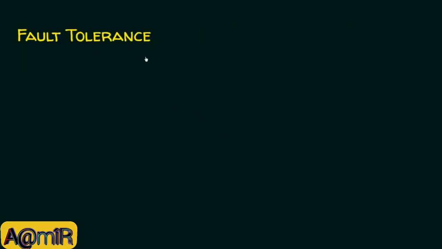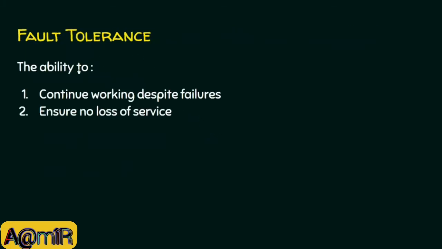Firstly, fault tolerance. Fault tolerance is the ability of the computer network to continue working despite failures, and it should ensure there is no loss of service. For example, if we have a computer network and if there is a problem inside the computer network, the computer network should still work even after failures, and thereby there is no loss of service.